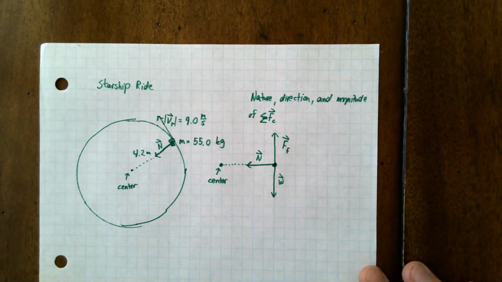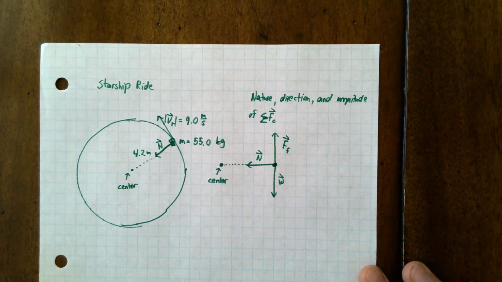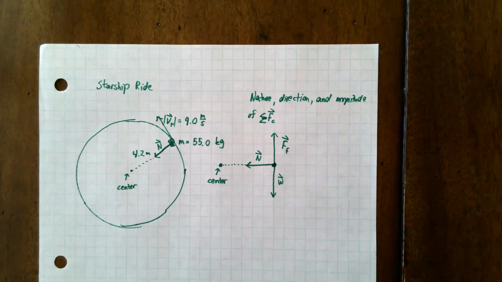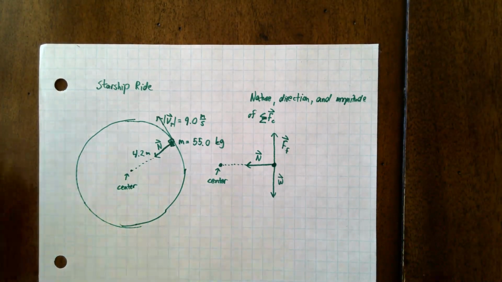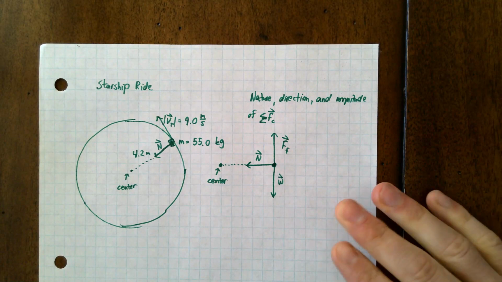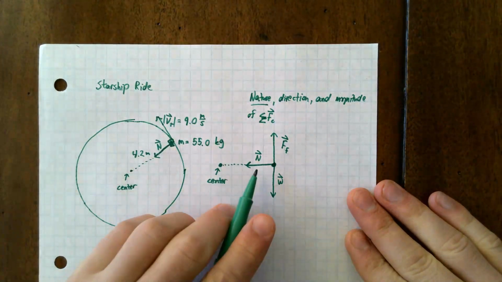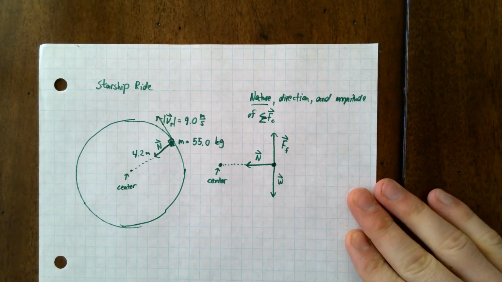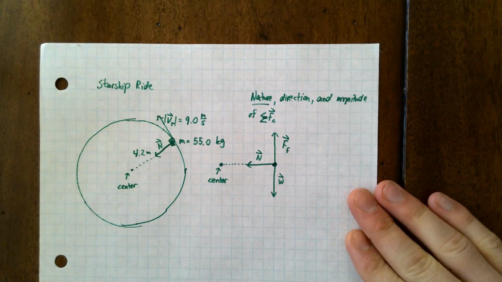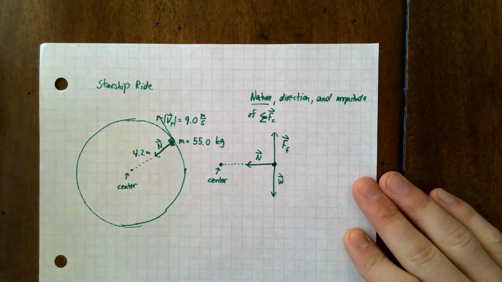This normal force is the net external force that pushes us back in towards the center of the circle, towards the center of this starship ride. All right, so these are the forces that are acting on our rider, on you, the 55.0 kilogram rider. The nature of that centripetal force is the normal force. It is the normal force. That is the force that's contributing to your centripetal motion. The direction is towards the center, of course. Now we just need to find the magnitude.